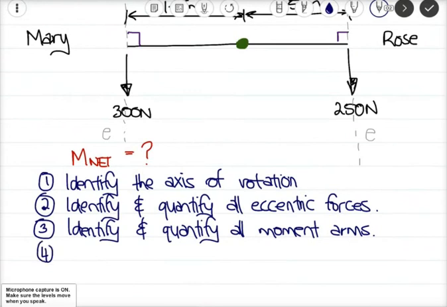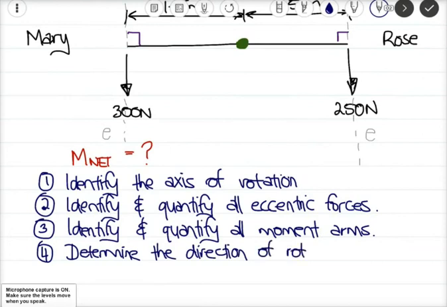Part 4 is to determine the direction of rotation that each eccentric force creates.